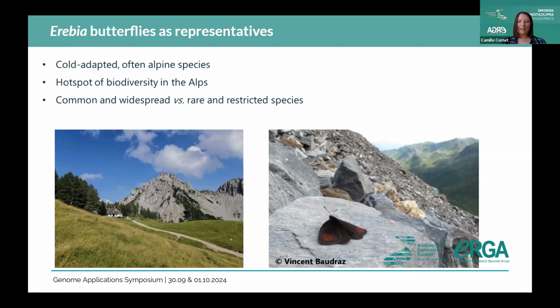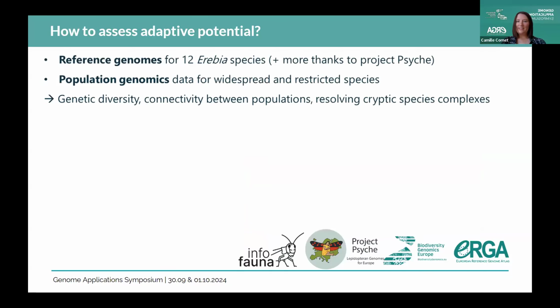So now, how do we want to assess adaptive potential? Well, I don't think I need to convince anyone here that having a good quality reference genome is very important. And so that's what we started doing by generating reference genomes for 12 Erebia species. And here I have to acknowledge Project Psyche that we're involved in, that's aiming to generate reference genomes for all the Lepidoptera in Europe over the coming years.